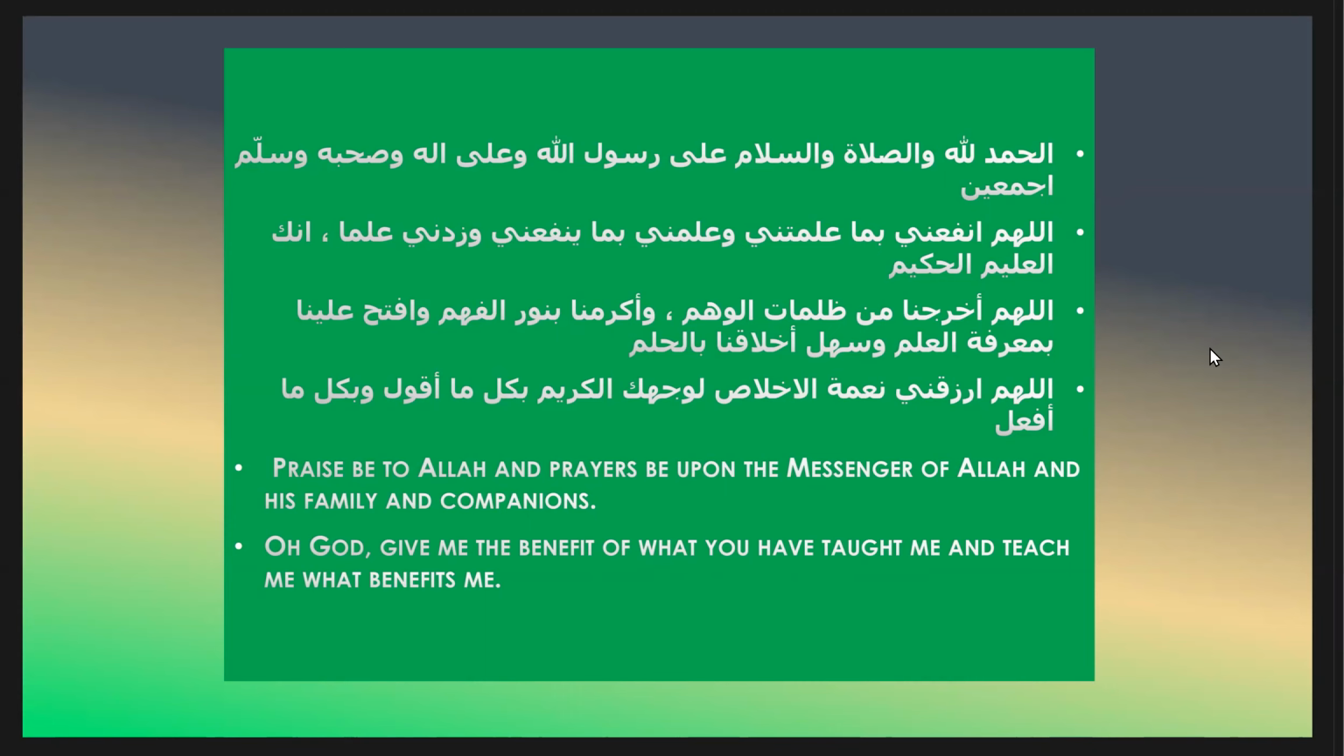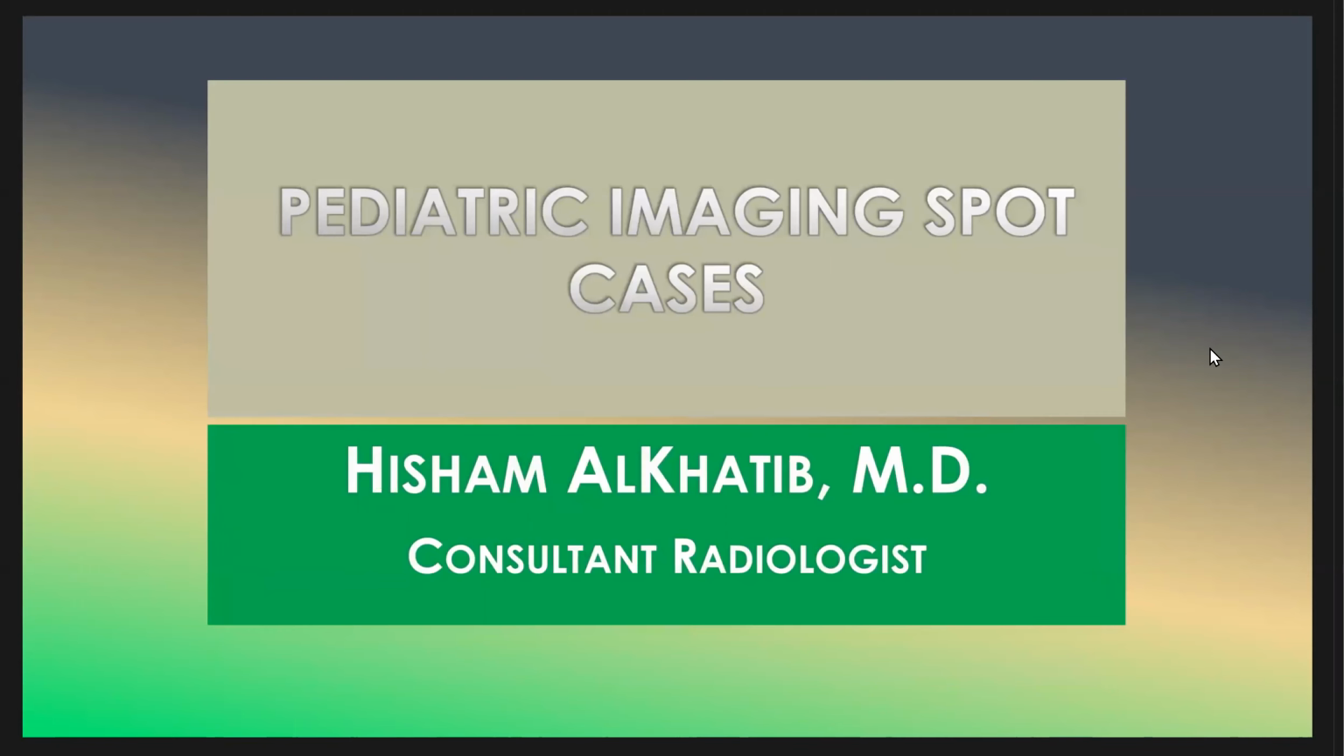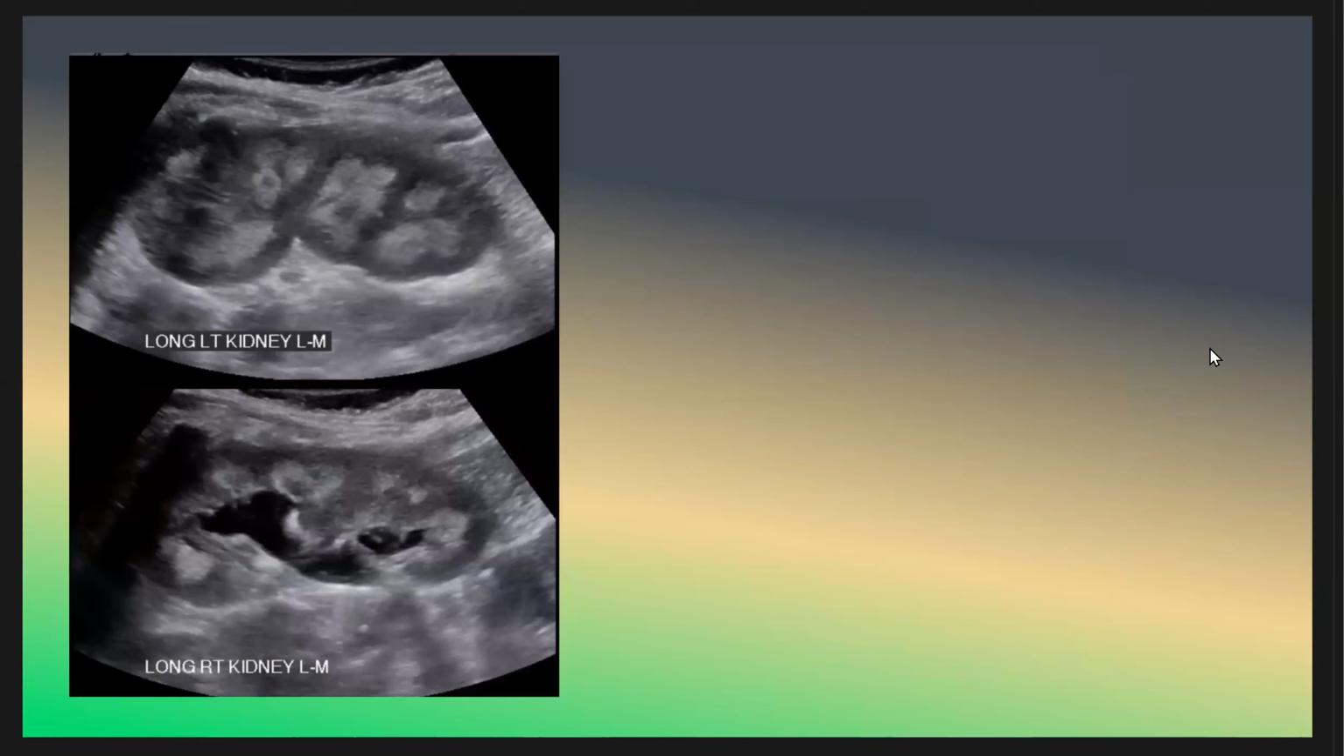This is pediatric imaging spot cases. We have 51 spot cases. This is the case number one. Try to look at the case and try to answer the case.